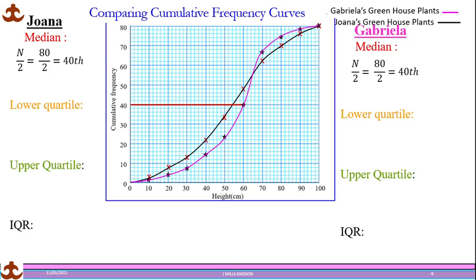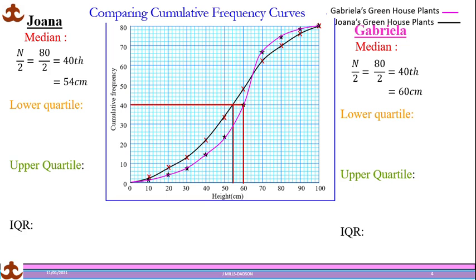Let's measure the answer for Joanna first. So we bring it down on Joanna's line, that's the black line. That gives us 54. Then we do the same for Gabriella on the pink line. That gives us 60.